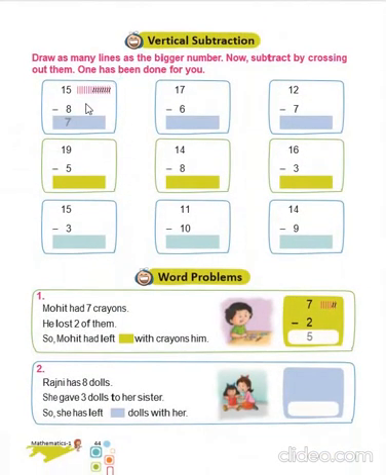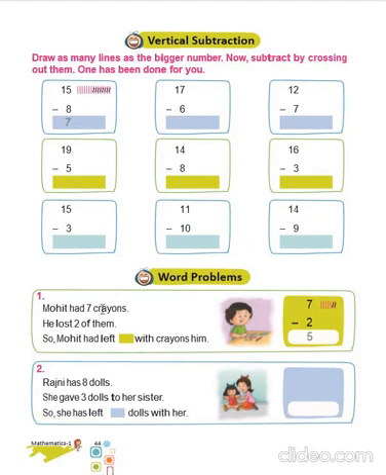Now, this is the different method of subtraction. 15, we will draw 15 lines. Then we will cut 8 lines. Then how many lines will be left? 7. Same here, what we have to do? We have to draw 17 lines. Then out of these 17 lines, we have to cut 6 lines. How many are left? 11. Like this, we have to do this exercise.